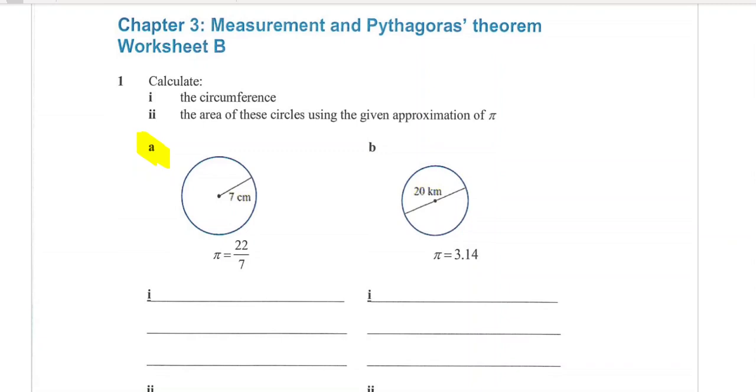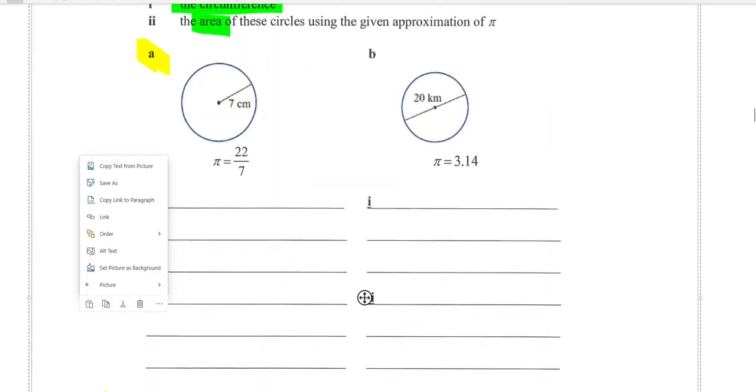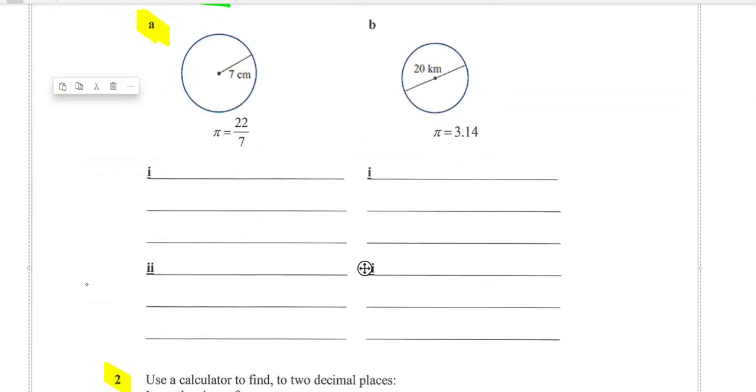All right. Chapter 3, worksheet B. We're moving into circles. We are doing circumference and area. They are 2 different formulas. Don't mix them up. So in A, what is the formula for the circumference? I have got the radius. The 7 is a radius. So there's 2 formulas for circumference. I want the one with the radius. What is it?